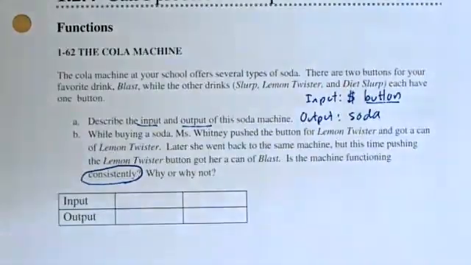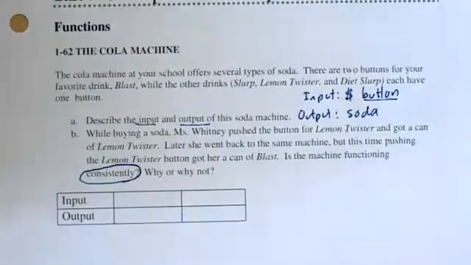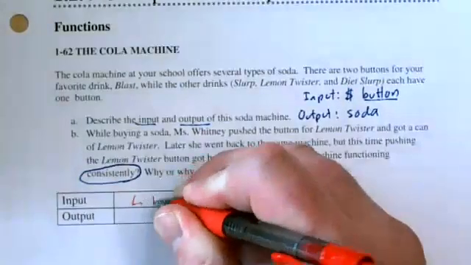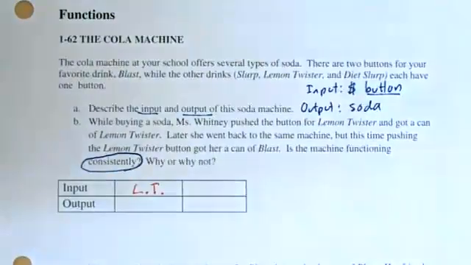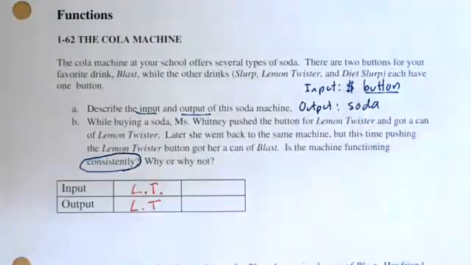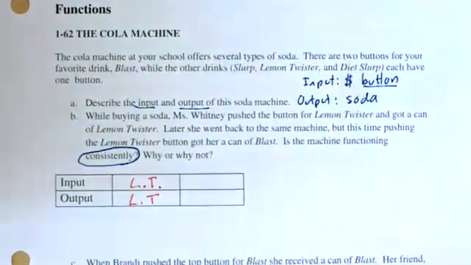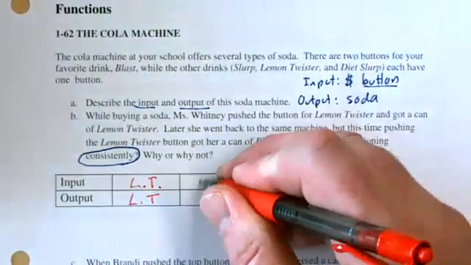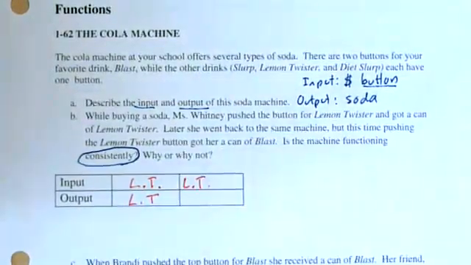All right. So let's fill this out. What did we input? What did Ms. Whitney input the first time? Lemon twister. Do you guys okay with us abbreviating so we don't have to write out all those words? We don't have much space anyways. She pushed the lemon twister button. What'd she get out? Lemon twister. All right. And then the second time she went around, what was her input? She pushed the lemon twister button. What did she get out? Blast.